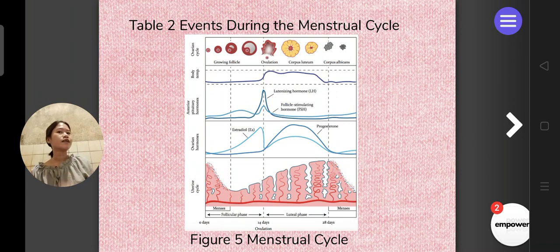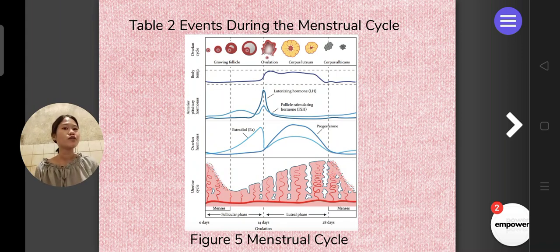So, here's our table 2. Events during the menstrual cycle. Yung figure 5 natin is menstrual cycle. Ito na yung process kung paano ka rereglahin and saan siya nagsisimula.